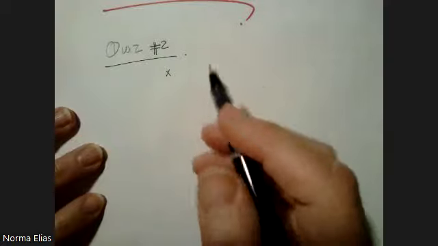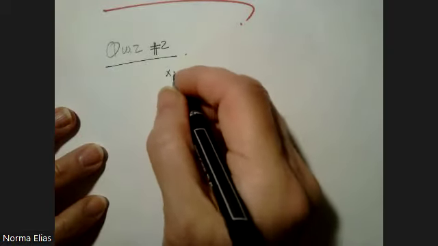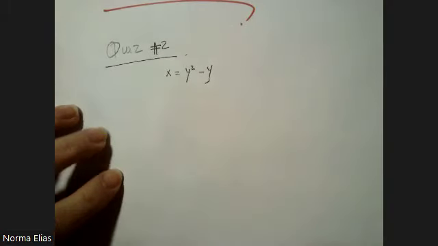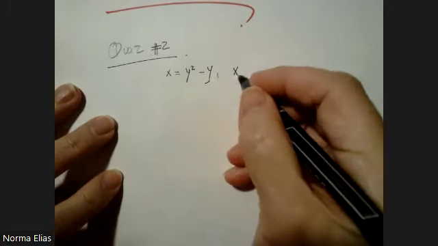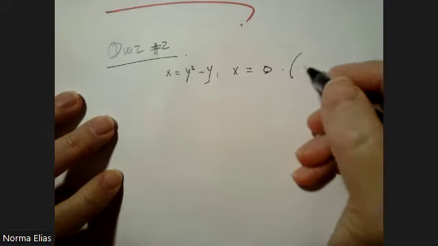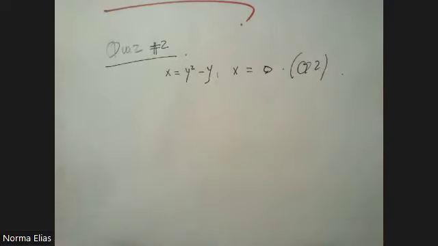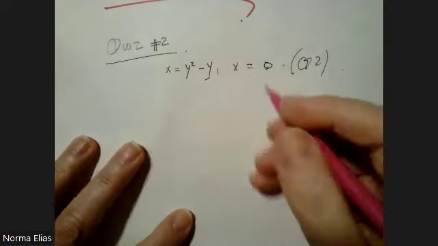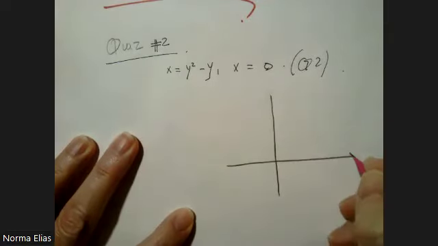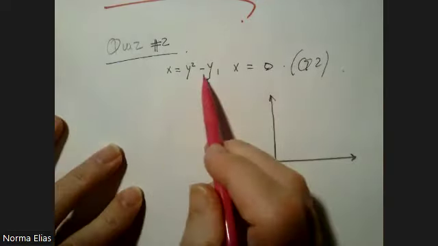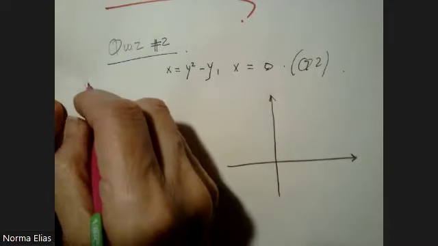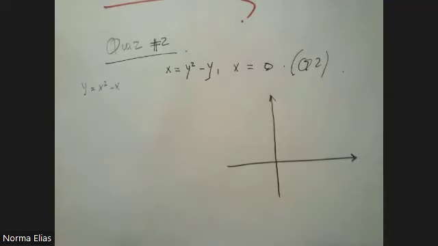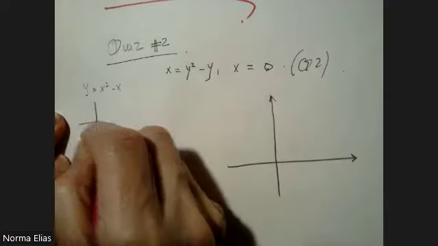So the problem was, I gave you the following curve: x equals y squared minus y, in quadrant 2. And the question was to find the area. Most of you drew the graph correctly. You remember how you would draw y equals x squared minus x. If you draw y equals x squared minus x, you know that it's a parabola.